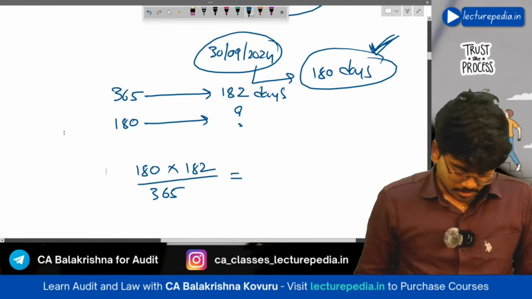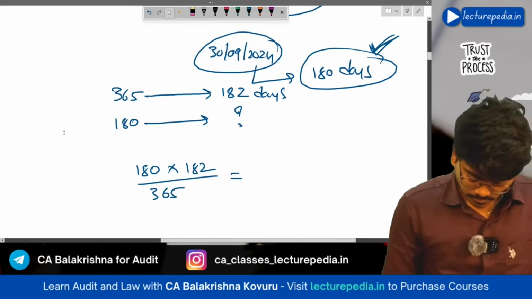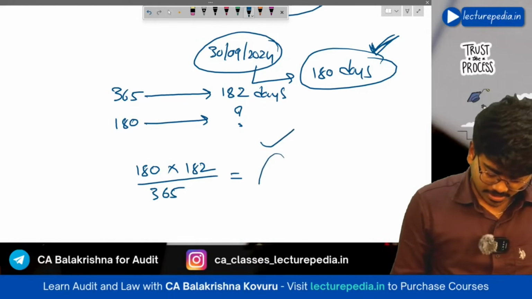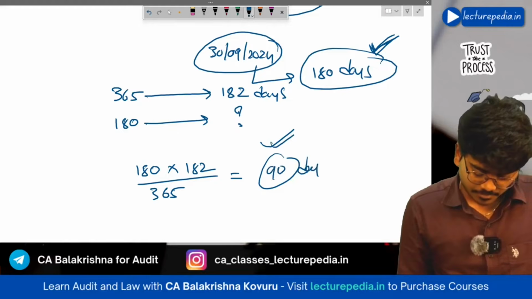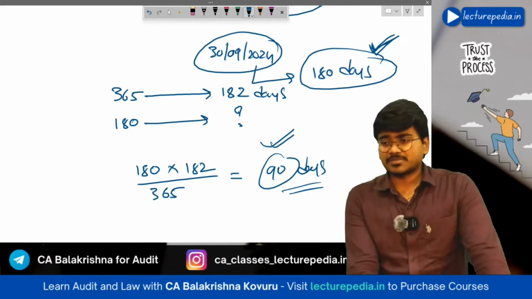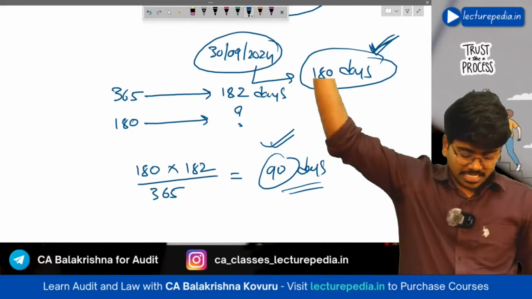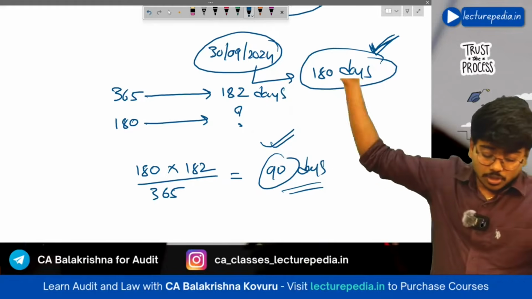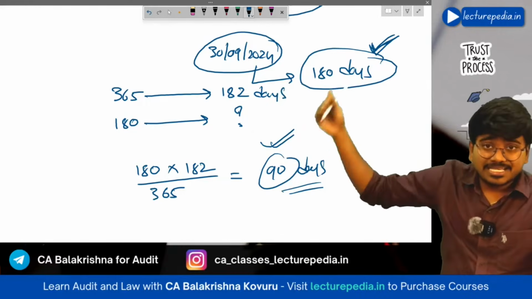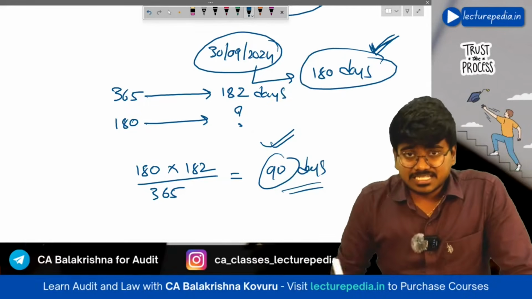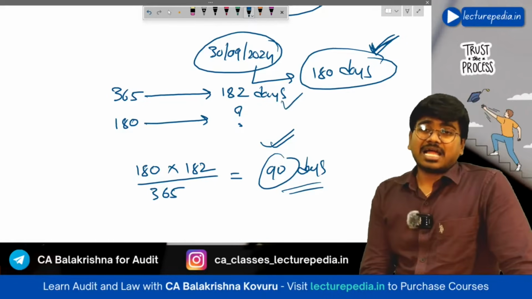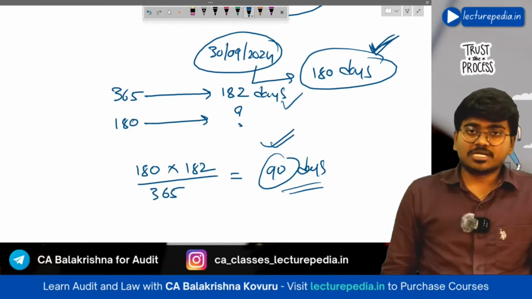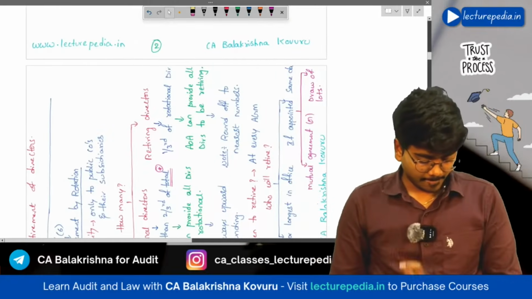Let me take a calculator here. Whatever number you arrive at, I guess you will get around 90 days, because it is half, right? So I have made a rough calculation. You can just calculate it in your calculators. So if the company is in existence for less than 365 days, then the requirement of resident director you need to calculate on a proportionate basis. Hope that is clear.